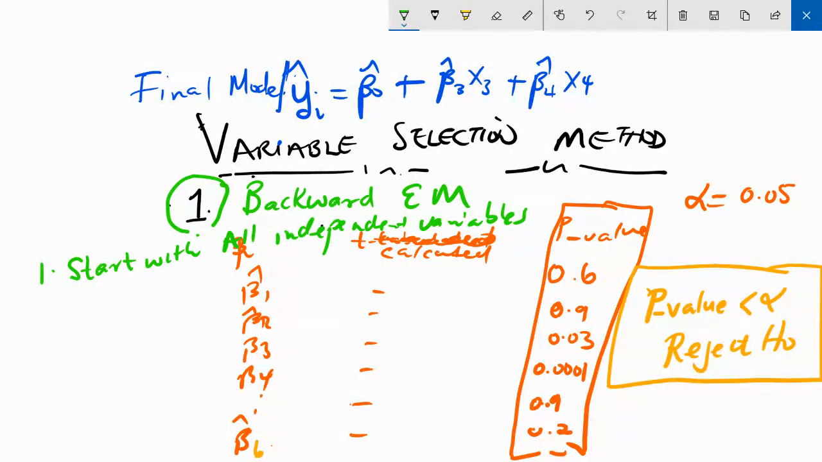So the first part that we are going to see is the one that we are seeing now. I said our model is having 6 independent variables. So this will be your step one, with all independent variables. Now, remember, this is the backward elimination method. So now we'll start to eliminate.